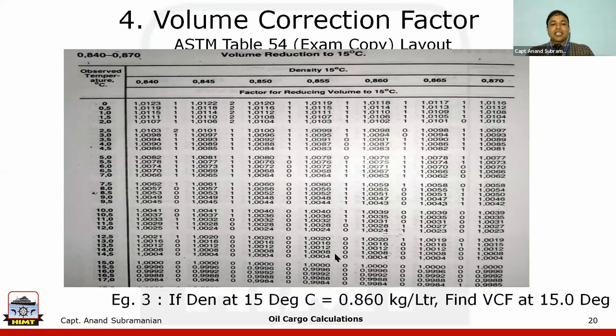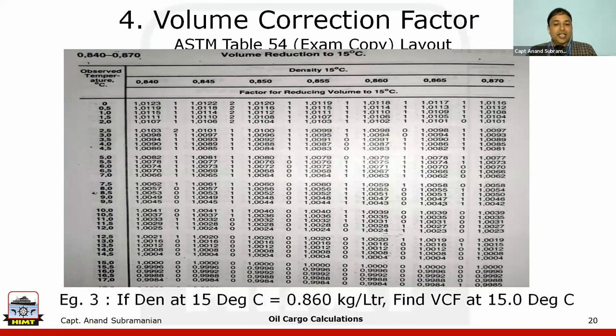Okay, for the third example, at 15 degrees Celsius the density of the oil is 860. The observed temperature is also 15 degrees Celsius. What will be the correction factor used? 1. Why is it 1? How can the correction factor be 1? What does it mean? Because the temperature is already 15 degrees.